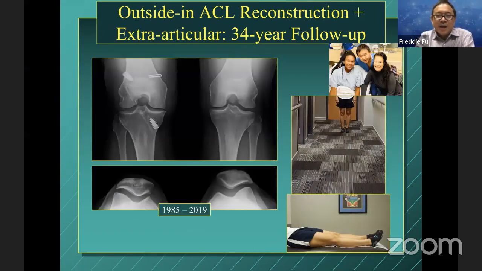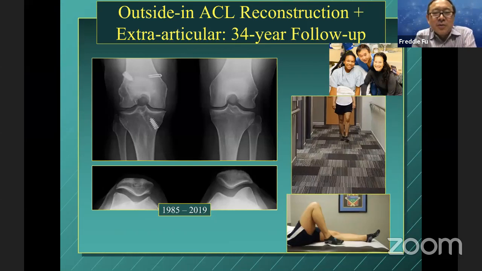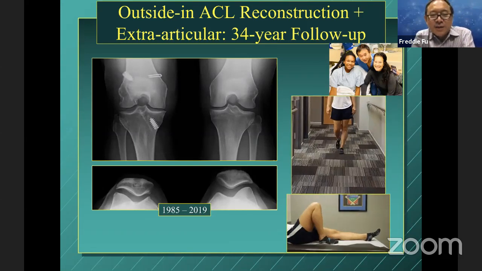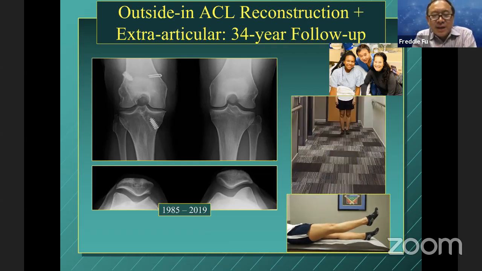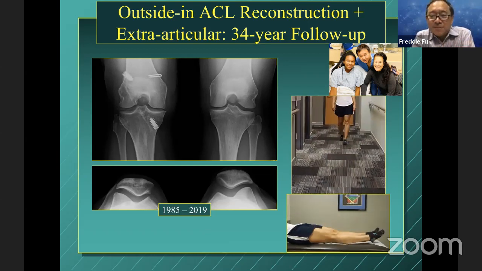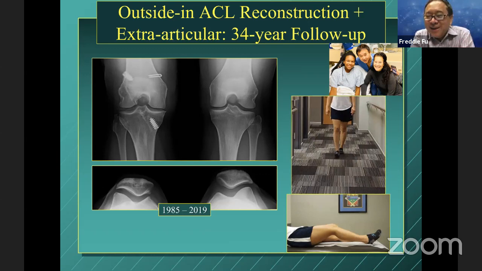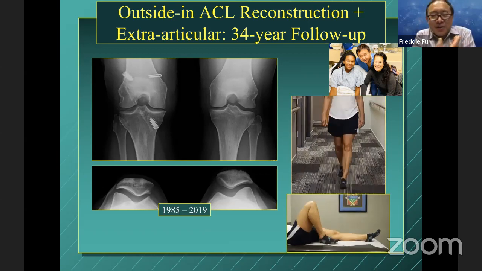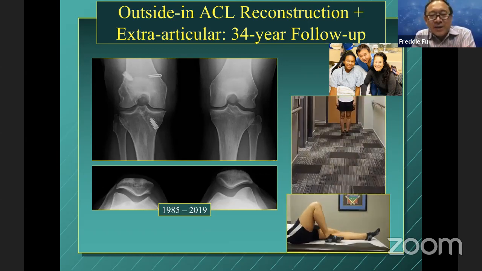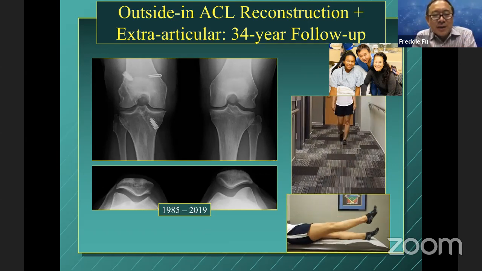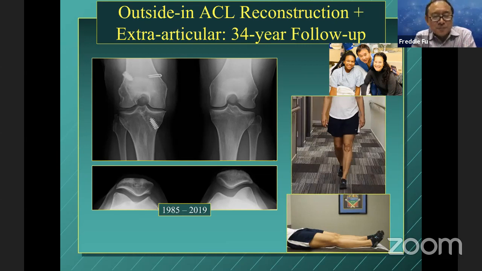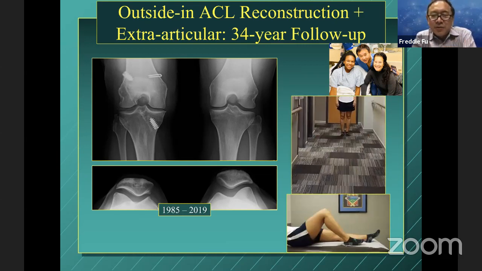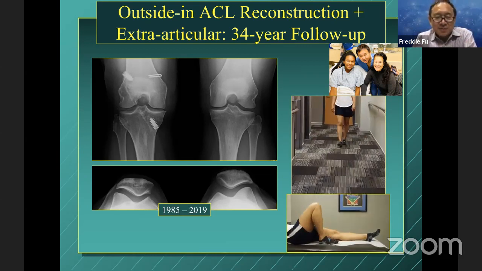Now, this is another patient I did almost 34 years ago. I started with the extra-articular procedure, which is now becoming popular. But in the '70s and '80s, extra-articular procedures were very common. It doesn't quite work well, though I know people are now going back to it. So it failed, and I did an intra-articular ACL on her. You can see that at that time I put the screw outside-in. And she did well too. And I just did her daughter most recently.